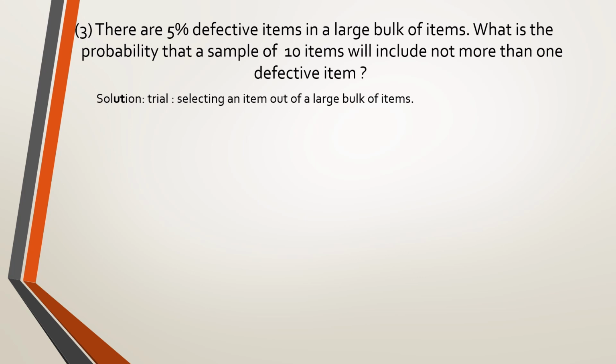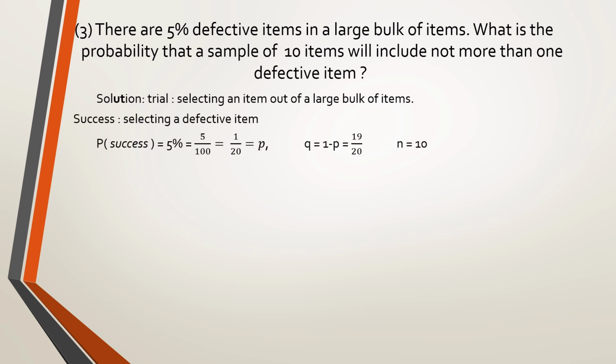It's selecting an item out of a large bulk of items. Probably what is the success in this case? Selecting a defective item, because we are asked to find the probability of a defective item. What is the probability of success here? 5%, that's 5 out of 100. 1 by 20 is the value of p. q is 1 minus p, that comes out to be 19 by 20.